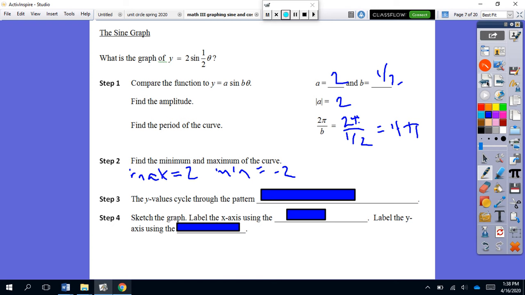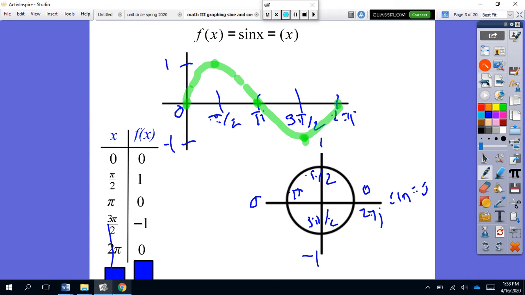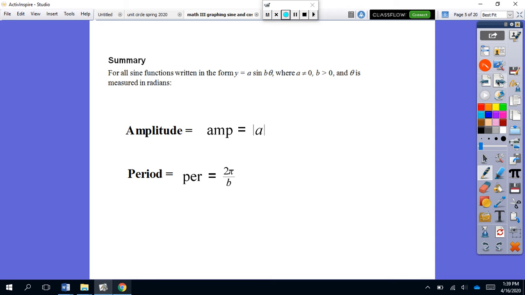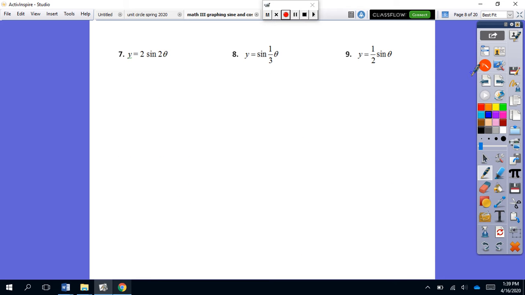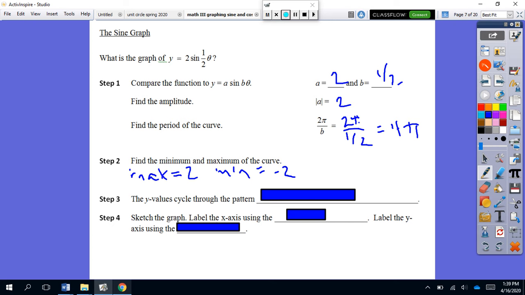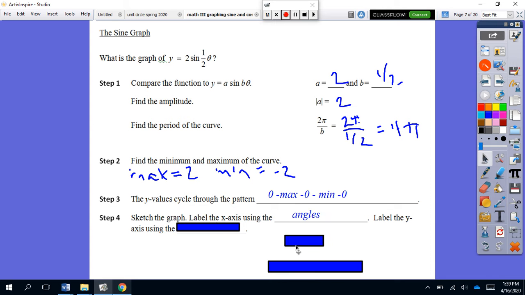Now let's go back to that original example we started with, where we graphed just the regular sine function. To get this pattern, for the sine, we always start at 0 and end at 0. The first one, if it's positive, goes up to your maximum. So 0, then maximum, then back to 0, then your minimum, and then 0. Every sine function is going to follow that same pattern. So if you know your maximum and minimum, you can get your y values pretty easily. In general, it would be 0, max, 0, min, 0. Now remember, on the x-axis we put the angles, and on the y-axis we use your max and your min.